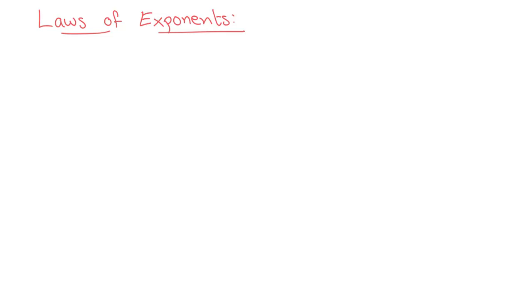Let us try to understand the first law of exponents. We already know what we mean by a to the power m. M is the exponent, a is the base, isn't it? Times a to the power n. Now, ask yourself the question: are the bases same? And when they are multiplied, the law says it is a to the power m plus n. So when the bases are same and they are multiplied, you add the exponents.